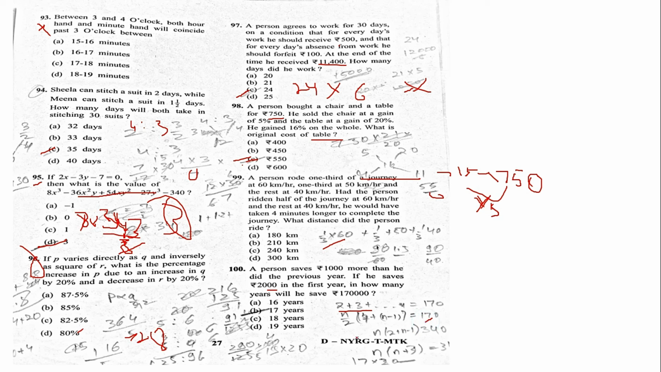So 170 is there, and we will be getting 70 into n into n plus 3 multiplied with 340. So putting n equal to 17 directly from the option, we will get the right answer.